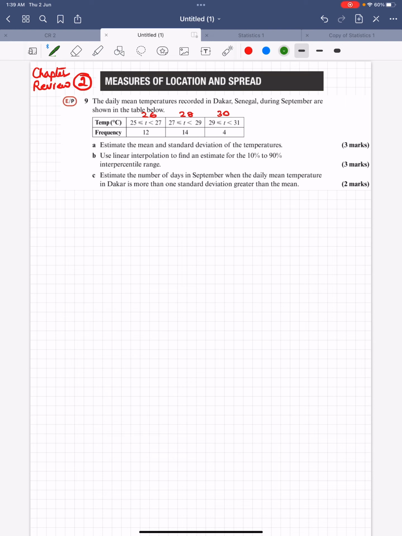So starting with part A, the mean is sigma fx divided by sigma f. Here I already have written the mid-x values. So to find sigma fx, 26 times 12 plus 28 times 14 plus 30 times 4, all of it divided by the total frequency, which is the days of September, which are 30.